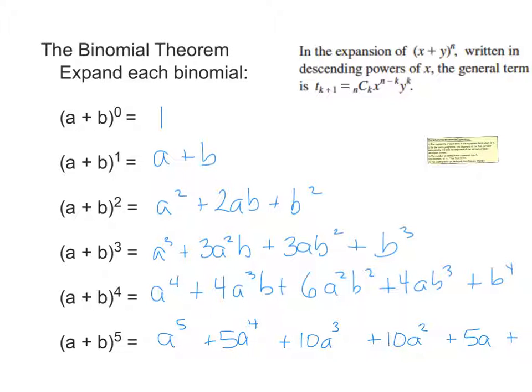And with the b's, the exponent is increasing. So we start with b to the power of 0. There's no b in the first term. The next one's going to have a b, and then a b squared, b cubed, b to the power of 4, and b to the power of 5 for the last one.